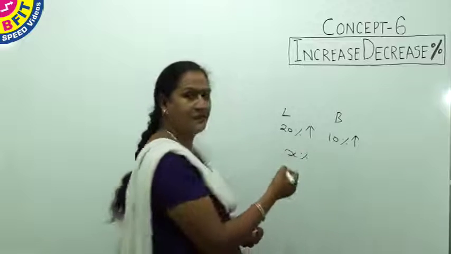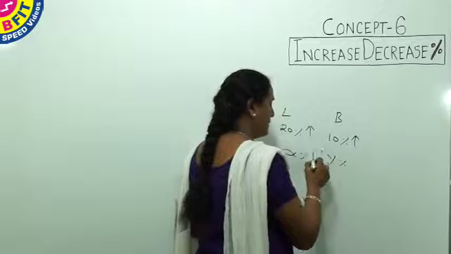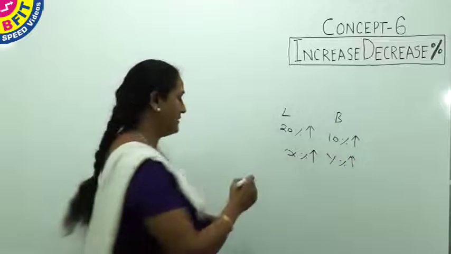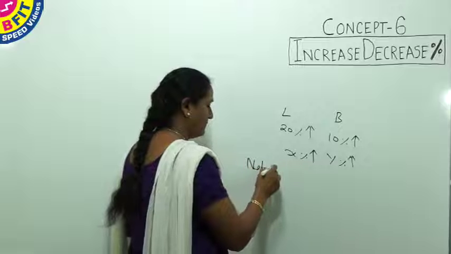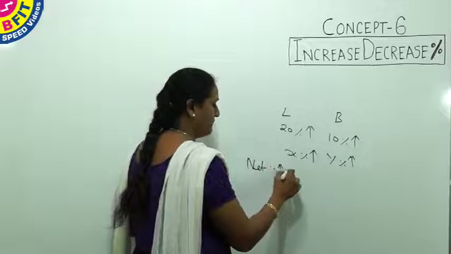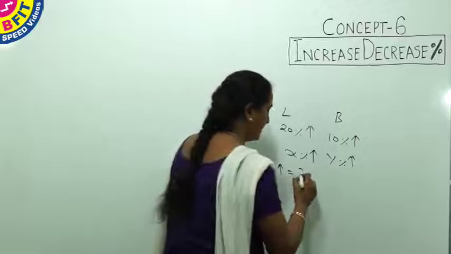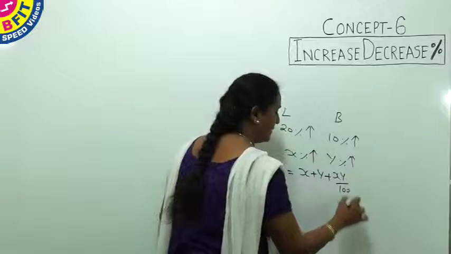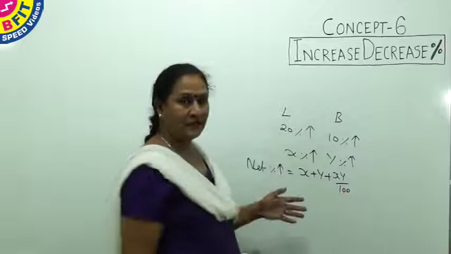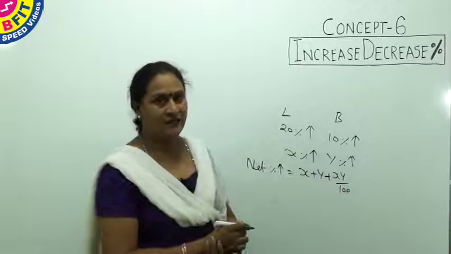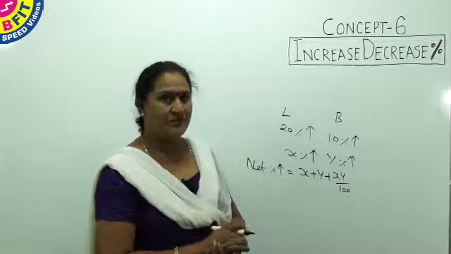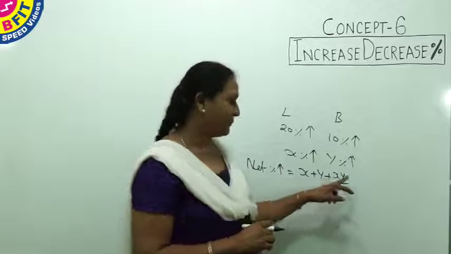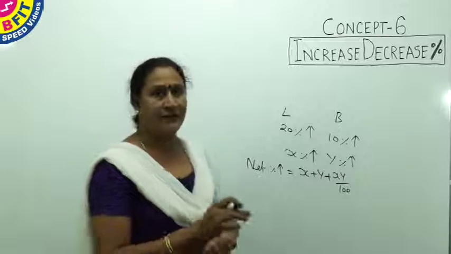the length is increased by X% and breadth is increased by Y%. To find the net percent increase, we can just use X plus Y plus XY by 100. So this will give you the increase percentage when there are two increases. As area is two dimensional, whenever area increase is asked, we can just use X plus Y plus XY by 100 to find the value.